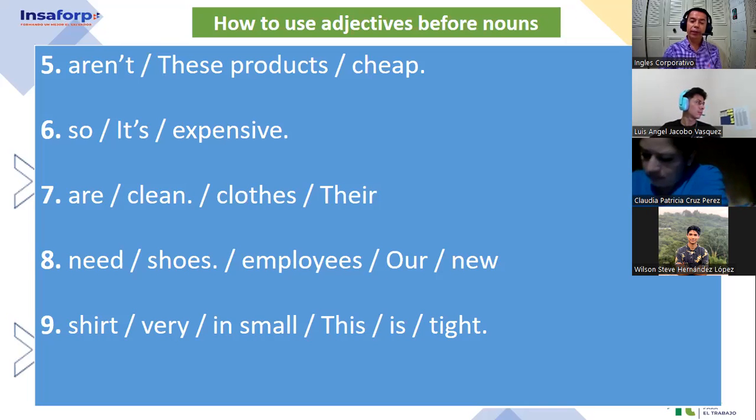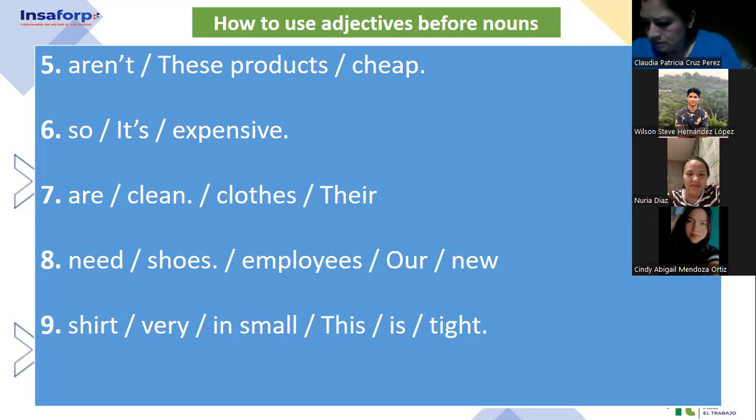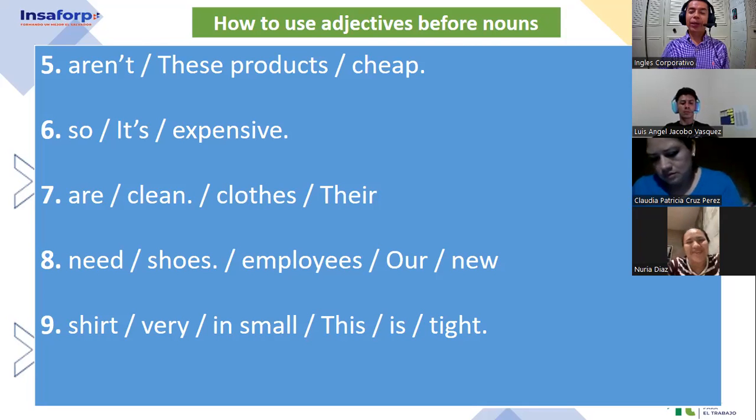Welcome to the class, Nuria. Hello, welcome. We are working with adjectives. Estamos trabajando con adjetivos.